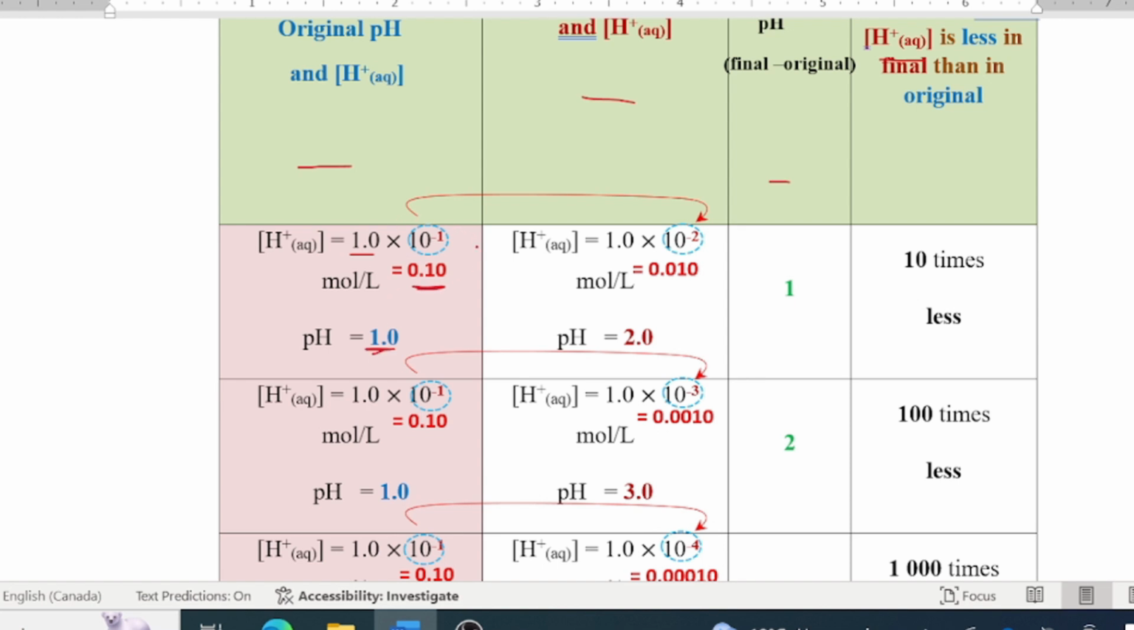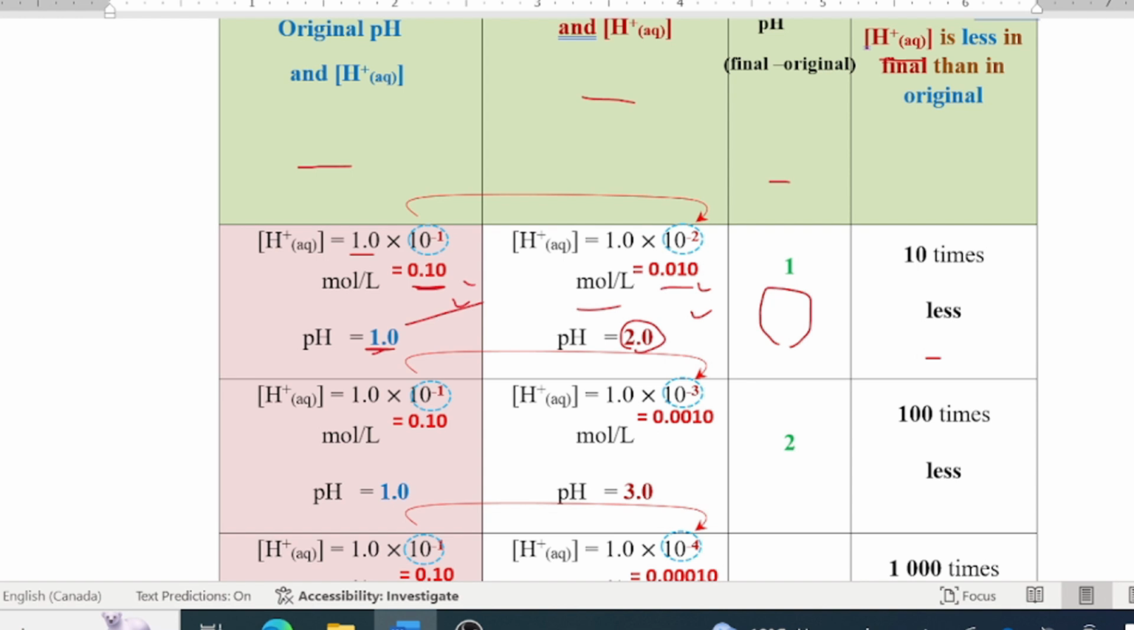If I dilute this now to make that 1 times 10 to the negative 2, you can see that I'm changing the concentration by 10. And now the new pH is 2. So the change in pH between this one and this one is 1. And this acid is 10 times less concentrated than this acid here. So you can see this value here is 10 times less than that value.